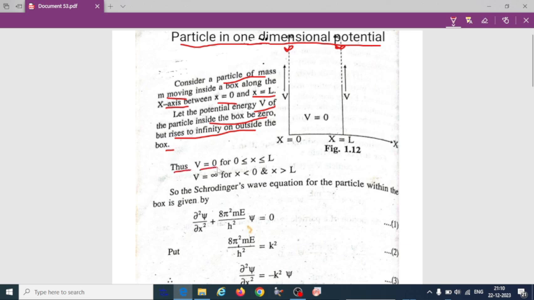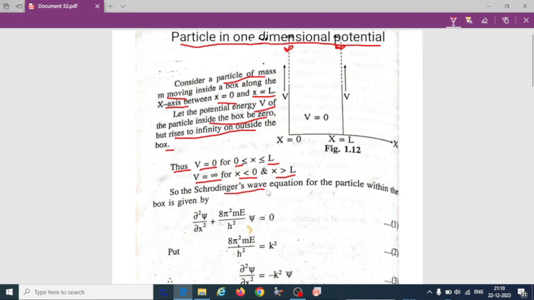V equal to 0 for x, the particle lying between 0 and L, which are the walls of the potential well, and V is equal to infinity outside the wall, when x is less than 0 or x is greater than L. So we have these two conditions: V equal to 0, V equal to infinity.